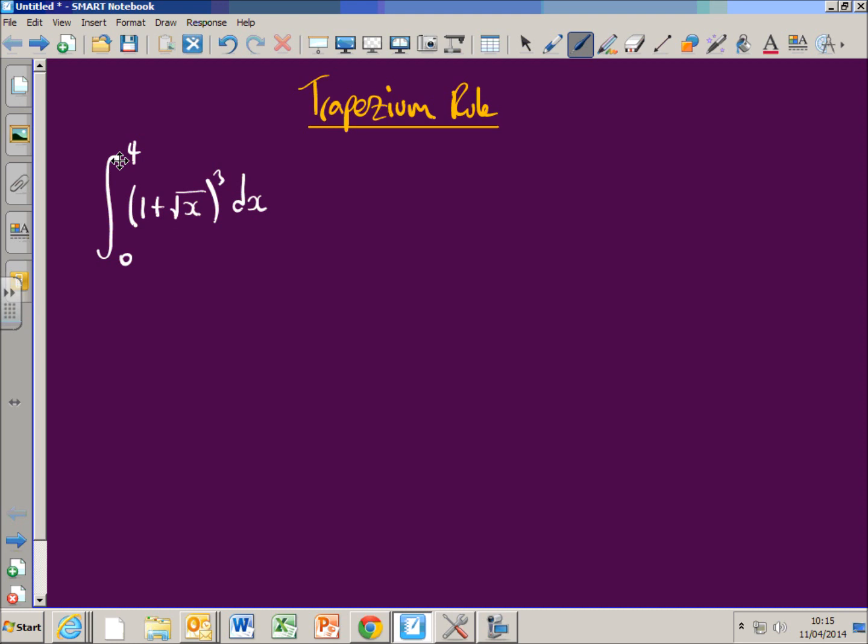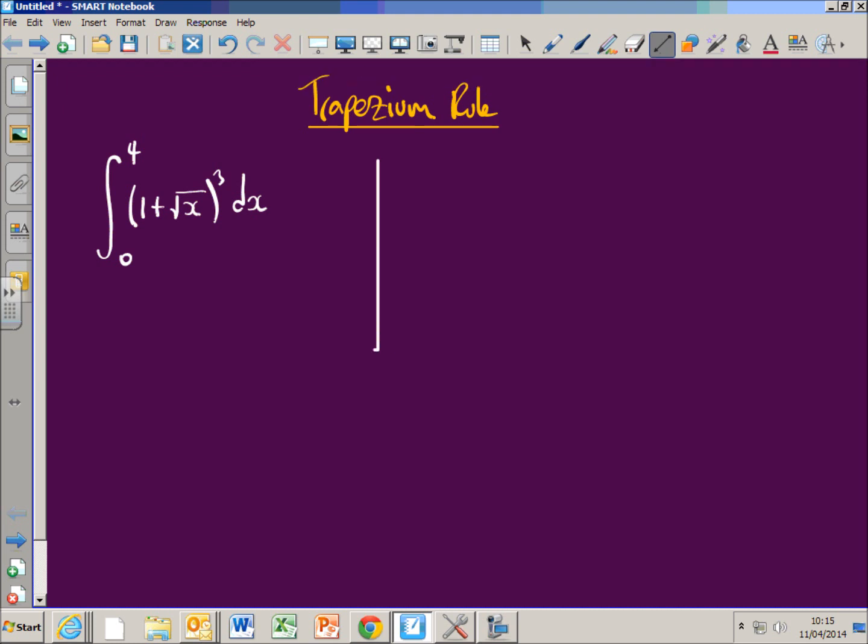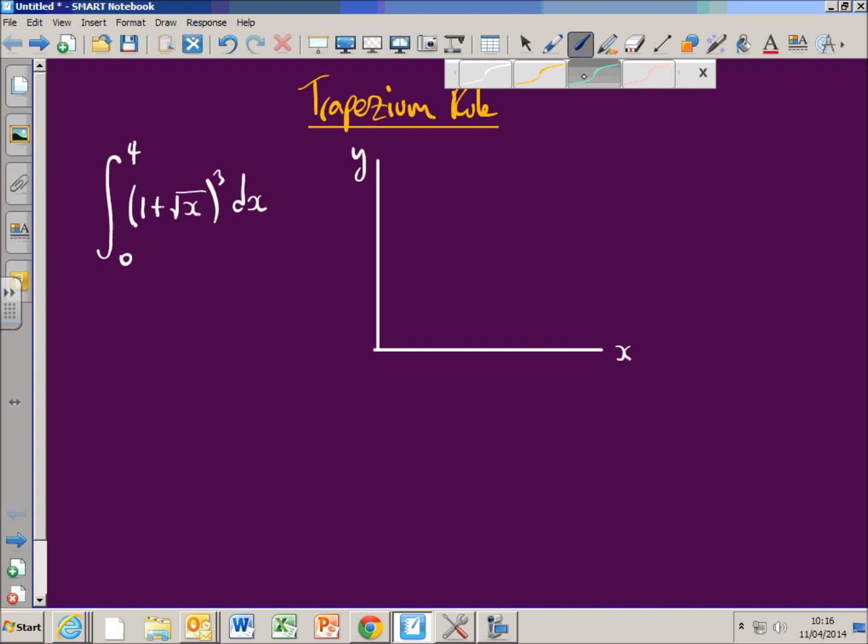Now, firstly, just to help you out, I'll draw a quick sketch of the graph and talk about what we're doing. So, let's draw a graph of this. Can you tell me where it cuts, first of all? When x is 0, what value am I going to get out? 1. Yeah. So my graph actually starts at 1, and it's going to increase, and I think it's going to do something like that.